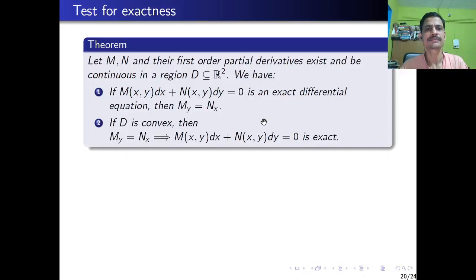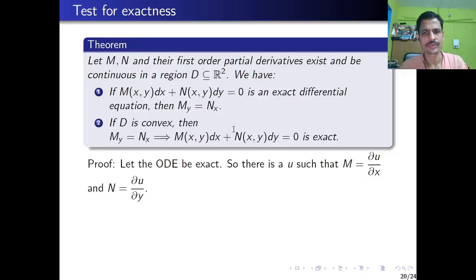Now in the problems that we are going to encounter in this course, you will always be given a nice region which has no issue, which is always convex and nice enough. So the statement will hold in both directions, namely if the differential equation is exact, then you can always say in those problems that M_y is equal to N_x, and if M_y is equal to N_x, then you can always conclude that the given differential equation is exact. So you don't have to worry much about whether the region is convex or not in all the problems that we are going to encounter in this course. Now let us look at the proof, which is a short proof.